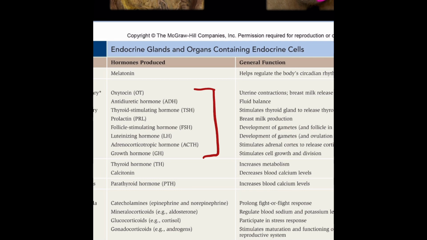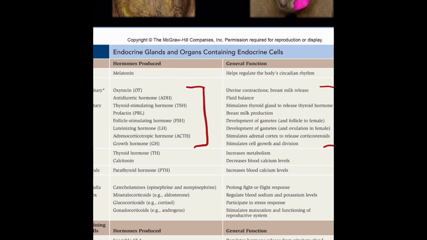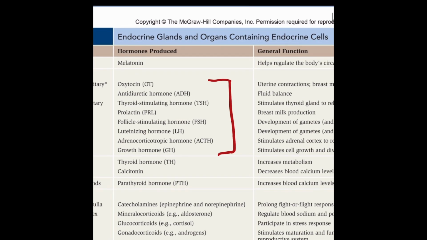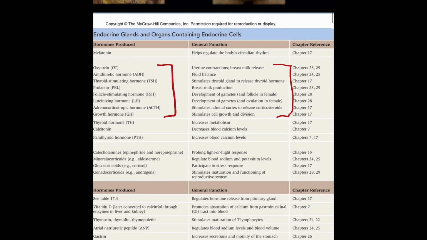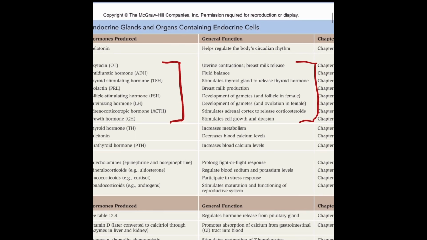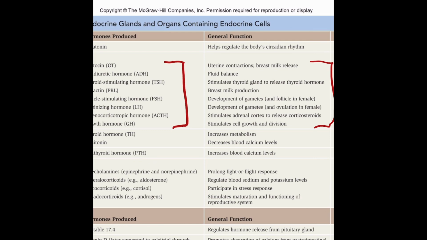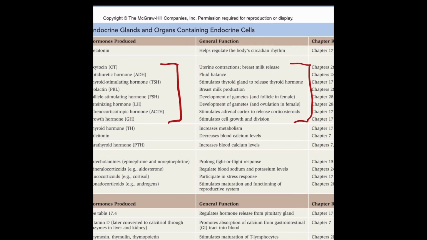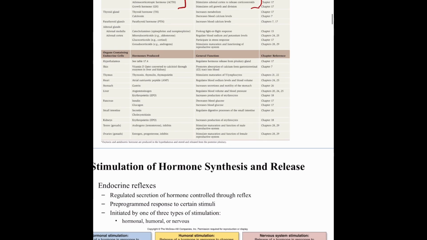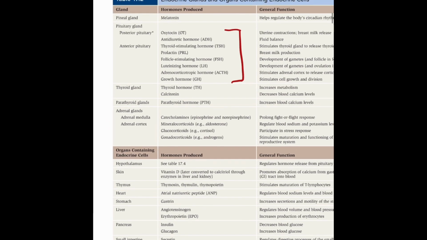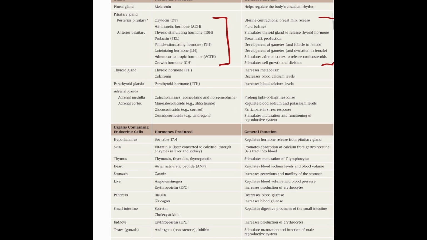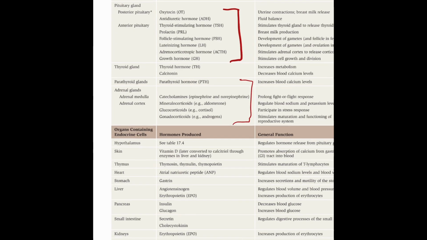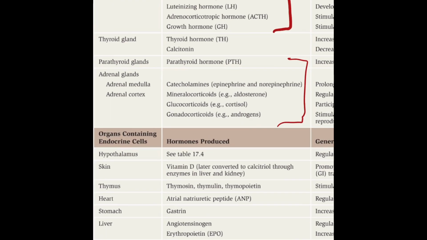ACTH and growth hormone, follicle stimulating hormone, luteinizing hormone. Here to say development of gametes, follicle in female, and the ovulation in females. And then you'll see some sperm thing as well in one of these. Forgot exactly which one, but this will help you see what hormones are produced by other things: adrenal glands, adrenal medulla, mostly corticoids, so cortisol, androgens, things like that.